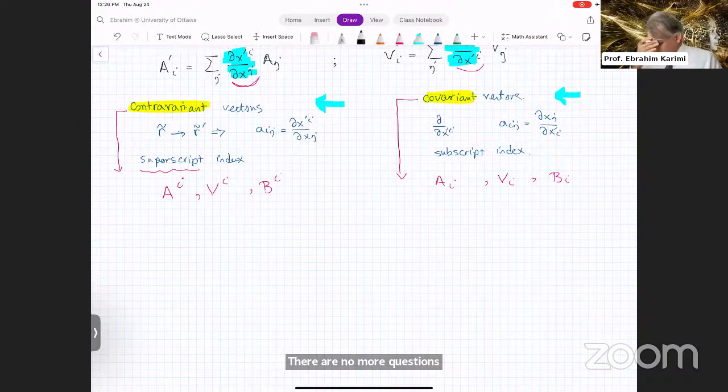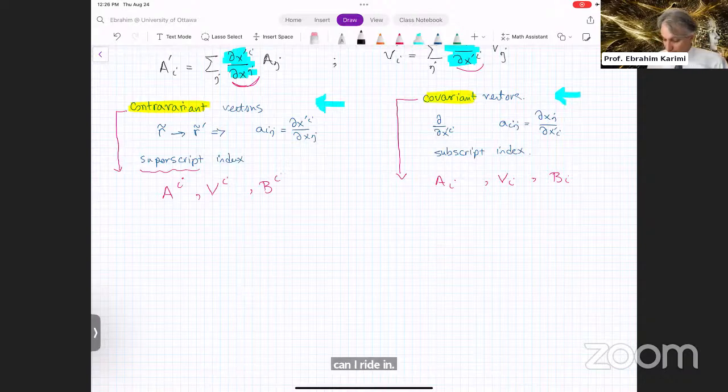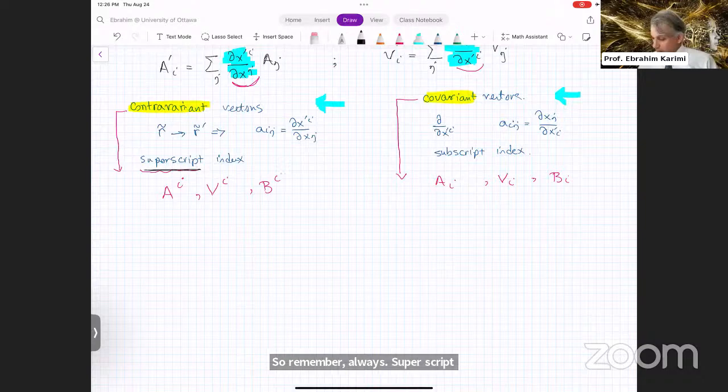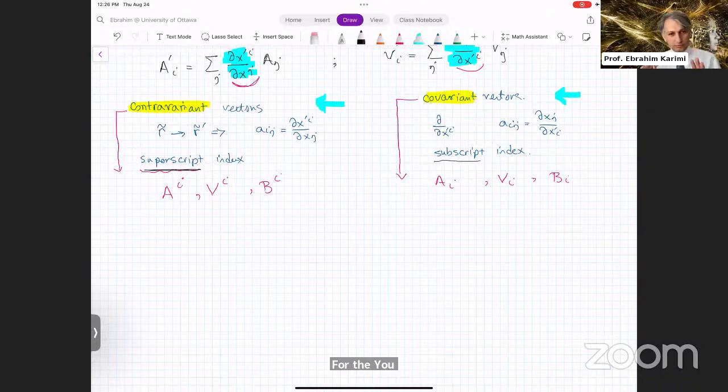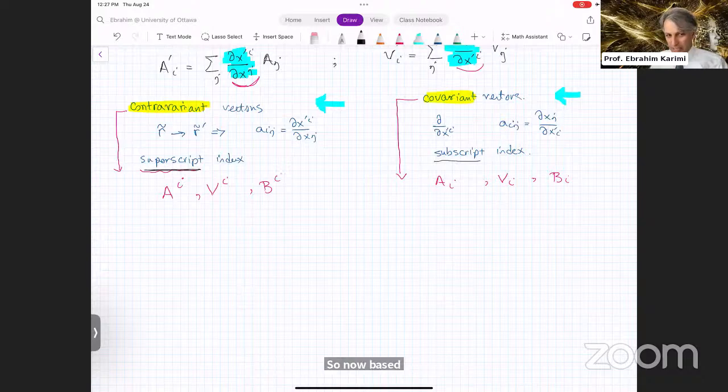So now let's look at the contravariant and the covariant formalism and see how I can write them. Remember, always superscript is for contravariant. Subscript is for the covariant. You cannot mix them up, okay? It's very important to pay attention to that. So now, based on this knowledge, how will the transformation happen?